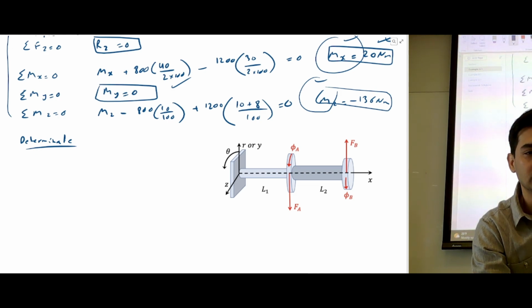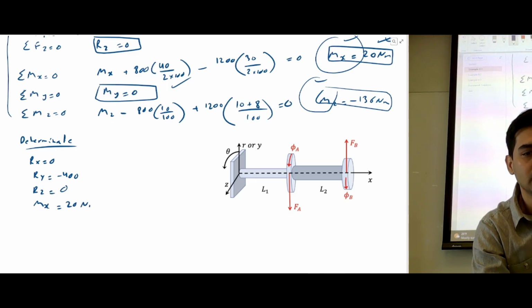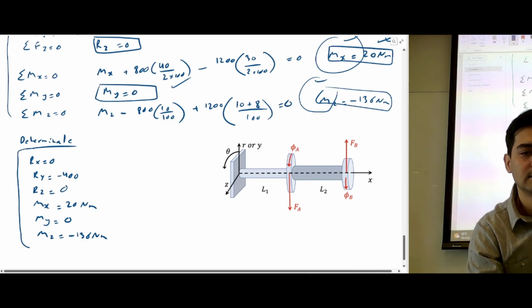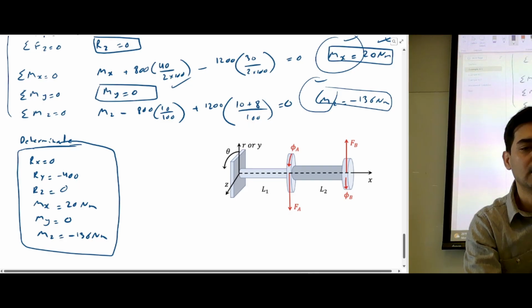So it's a determinate system. Rx is equal to 0, Ry is equal to negative 400, Rz is equal to 0. Moment along x-axis was 20 Newton meter. Moment along y-axis was 0. Moment along z-axis was negative 136 Newton meter. And whoever has got these values, then they have done it right.